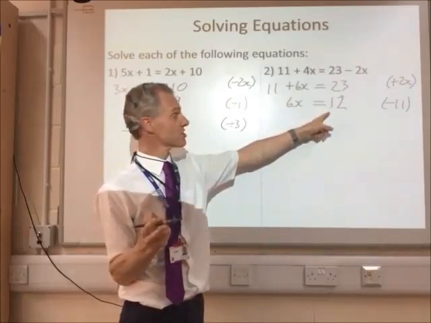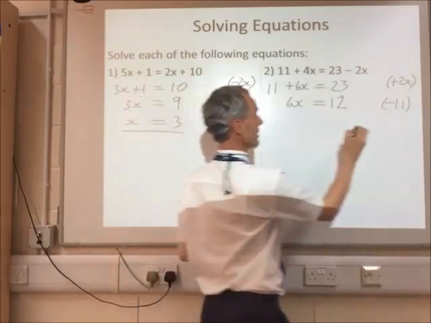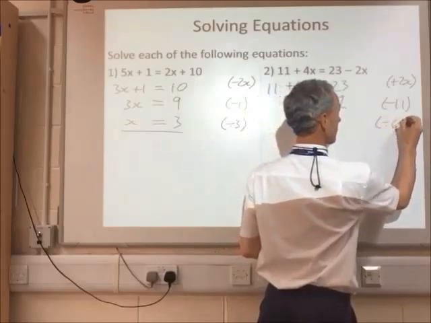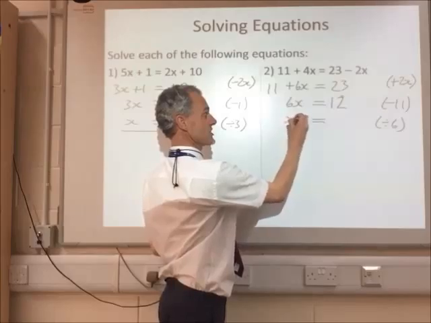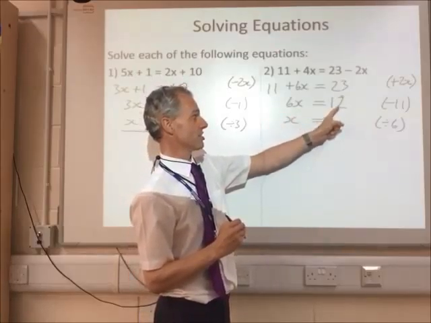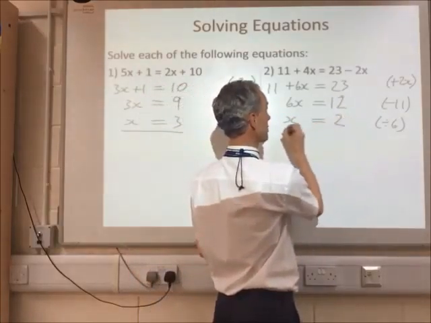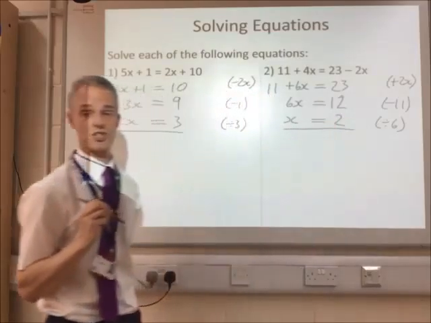I just want 1x, so I'm going to get 1x by dividing by 6. The equal sign in. 6x divided by 6 is x. Got to do the same to the right hand side. 12 divided by 6 is 2. And there's my solution, x equals 2.